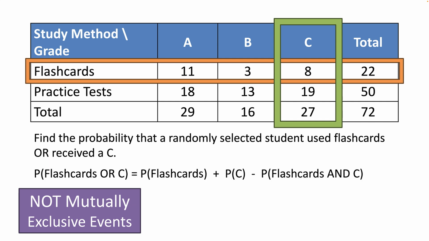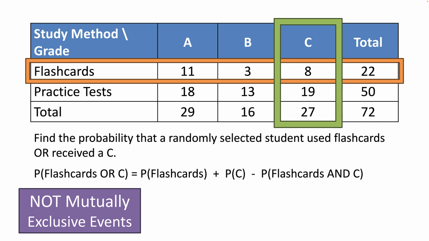Since these events are not mutually exclusive, we will do addition and subtraction here. So to find the probability that the student uses flashcards or received a C average test grade, we're going to find the probability that the student indicates they use flashcards, add that to the probability that the student could have earned a C, and then we subtract the probability that the student uses flashcards and received a C, because this is where the two overlap, and these students end up getting double counted. So the subtraction helps us eliminate the double count.